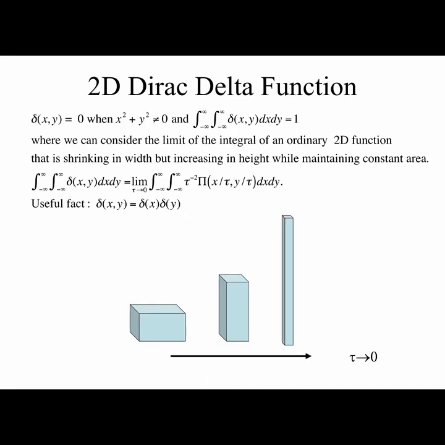Similarly, there's also the two-dimensional Dirac delta function, which is 0 everywhere except for the origin, and it also has a two-dimensional integral of 1. You can imagine it as one of these cubes that's getting narrower and narrower and taller, but the volume underneath that cube is 1. That's all that means. The other thing useful to know is that it is a separable function. Delta of x and y is written as delta x times delta y. So it's separable.